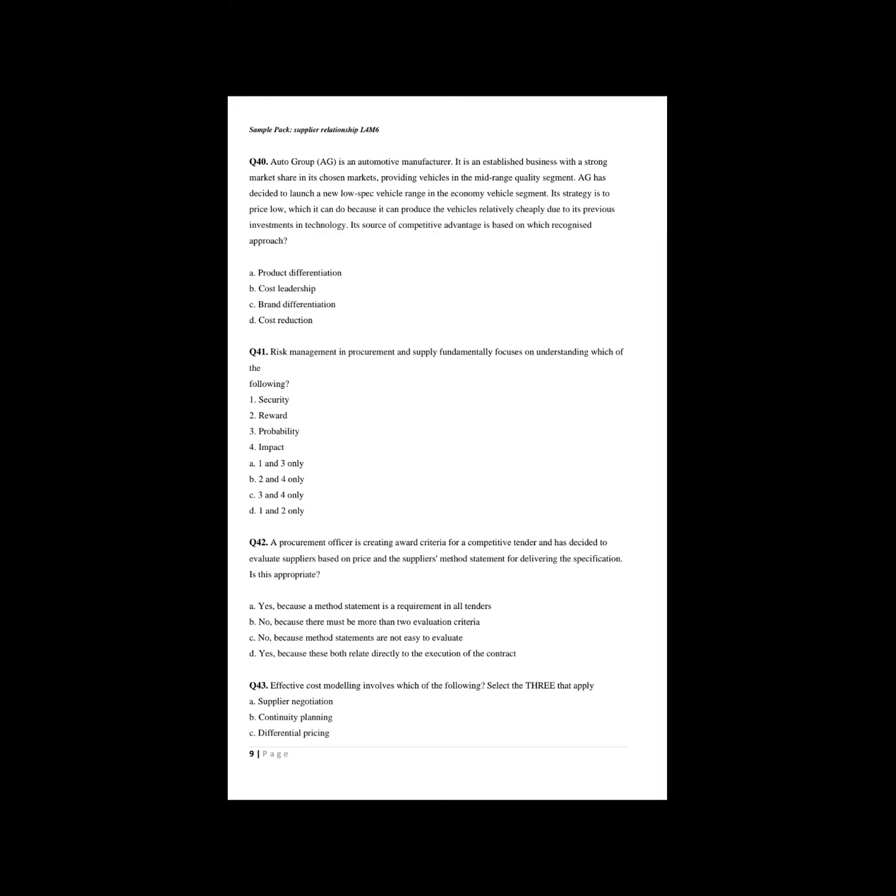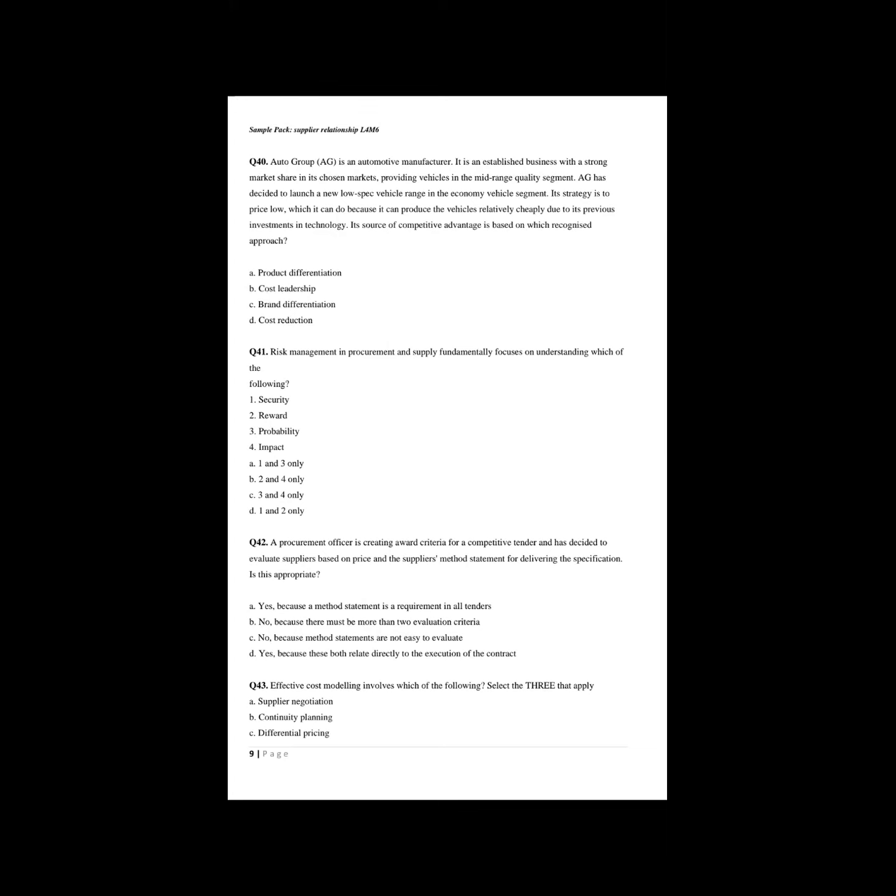Basically, yes, we agree that it's appropriate. But if we choose yes, then we will have only two options, right? That is A or D. Okay, so yes, because a method statement is a requirement in all tenders. Is it true?